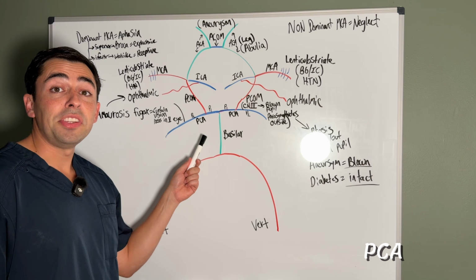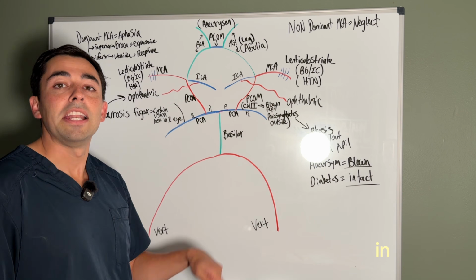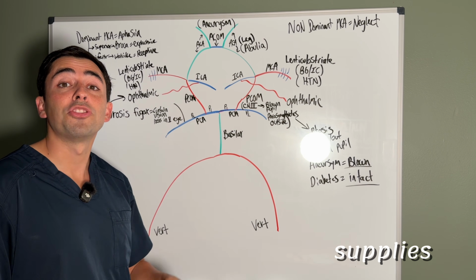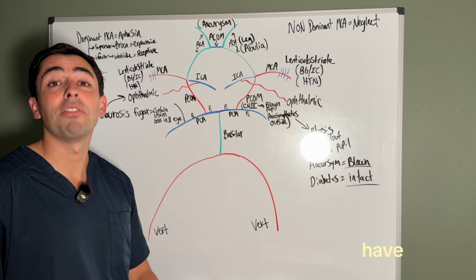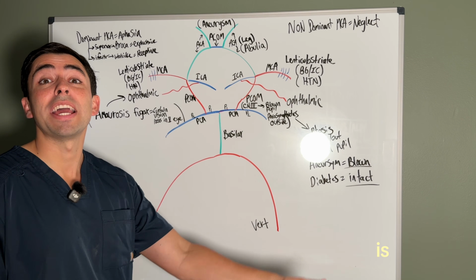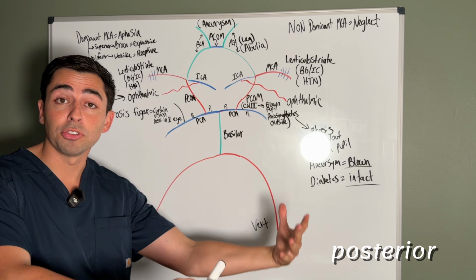The thing to know about your PCAs is your PCA supplies your occipital lobe, so it controls vision. In addition to vision, it also supplies your medial temporal lobe, hippocampus, and thalamus. So remember, a pure sensory stroke is a posterior circulation stroke. Thalamus, pure sensory strokes, posterior circulation.